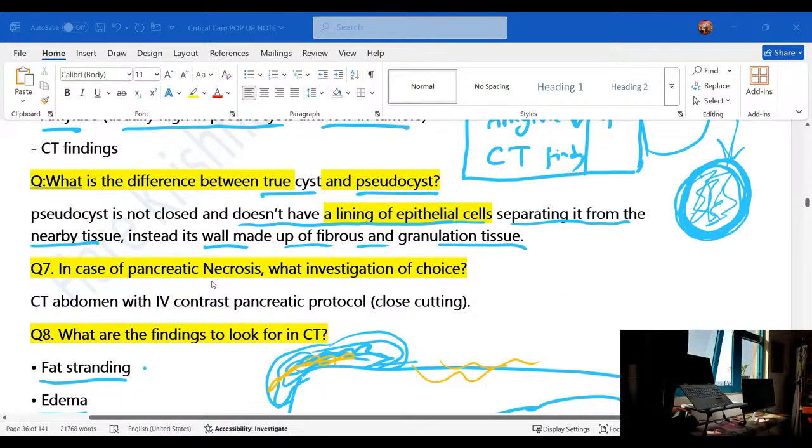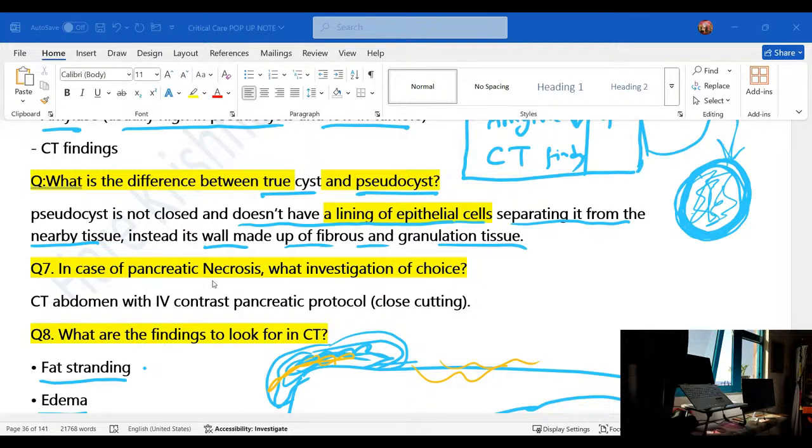What is the difference between true cyst and pseudocyst? Pseudocyst is not closed and does not have a lining epithelial cell separating it from the nearby tissue. Instead, its wall is made up of fibrous and granulation tissue. A cyst is a collection of fluid surrounded by epithelial tissue, but a pseudocyst has no epithelium.